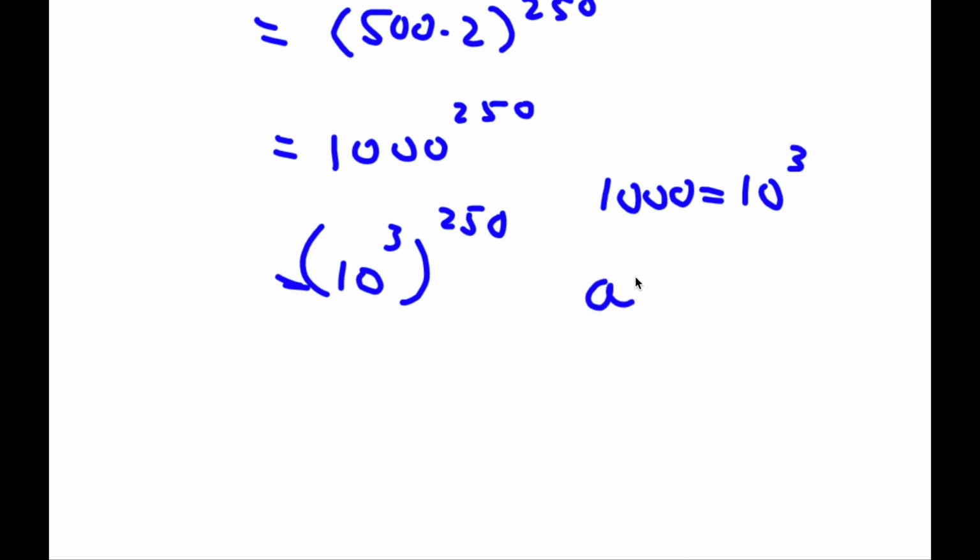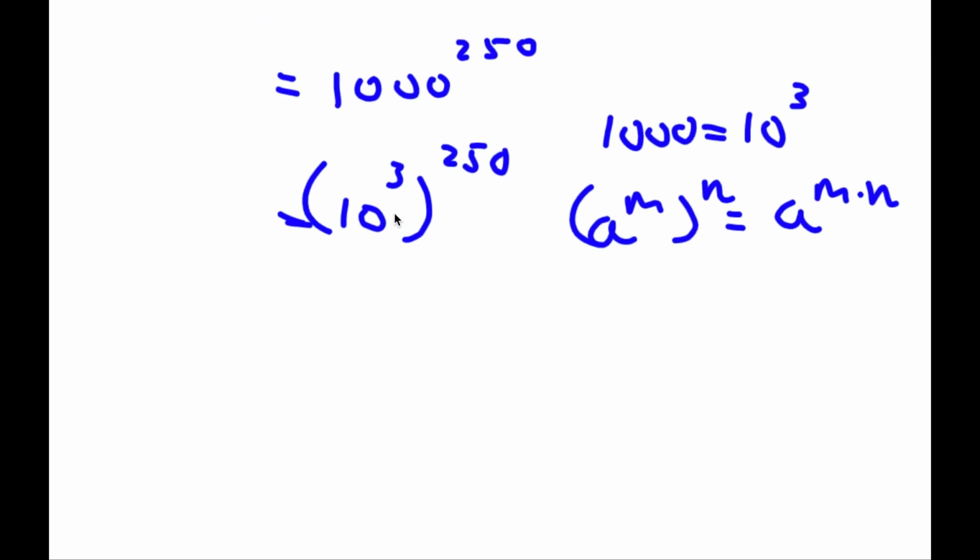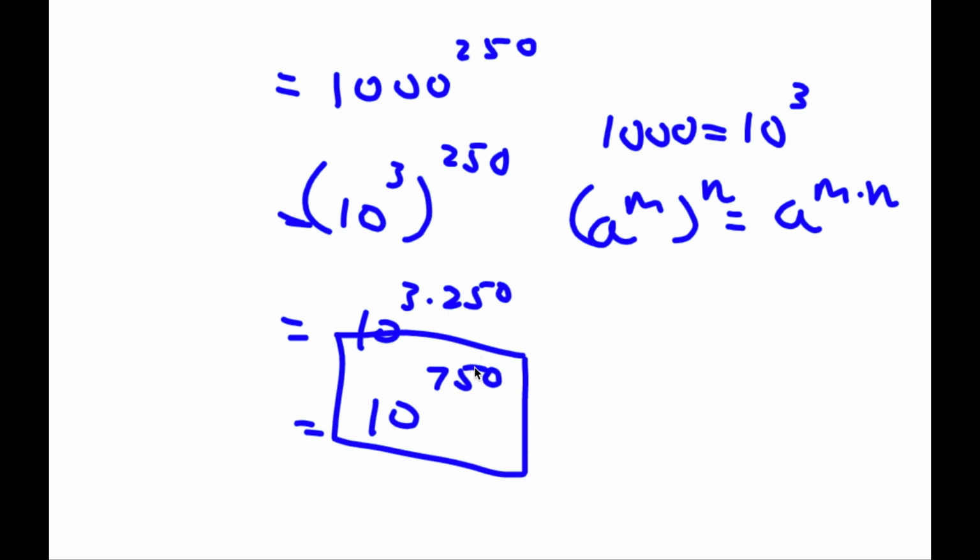And now if I have something in the form a to the power of m to the power of n, this is equal to a to the power of m times n. So 10 to the power of 3 to the power of 250, that's going to equal 10 to the power of 3 times 250. And 3 times 250 is 750. So I have 10 to the power of 750. And this is my answer.